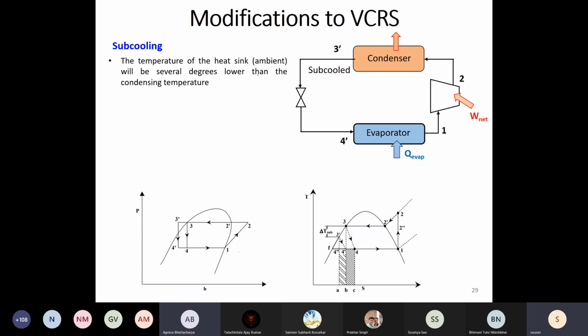So let's come to the next subtopic, that is a small modification done to the VCRS system. That modified cycle is also a part of one of the lab experiments that we will do. So let's revisit the cycle.